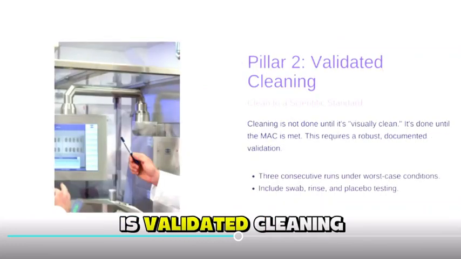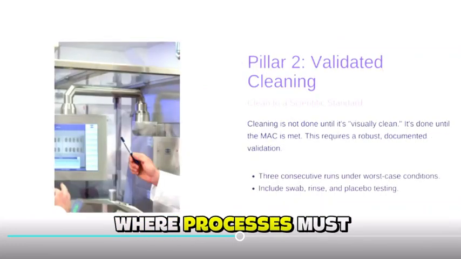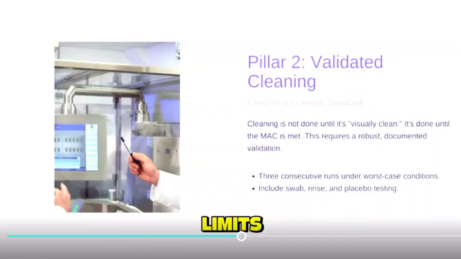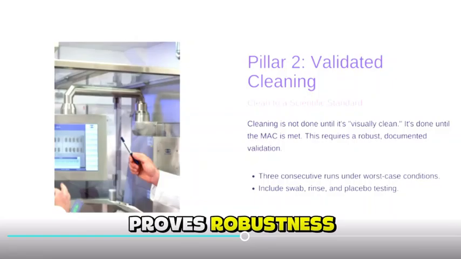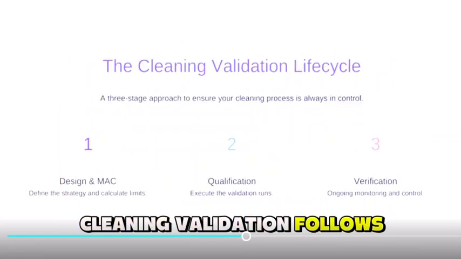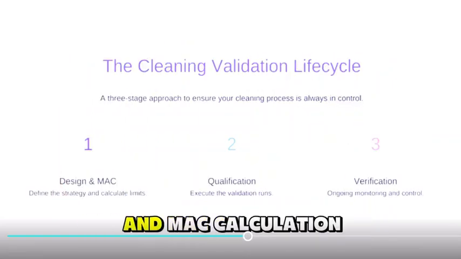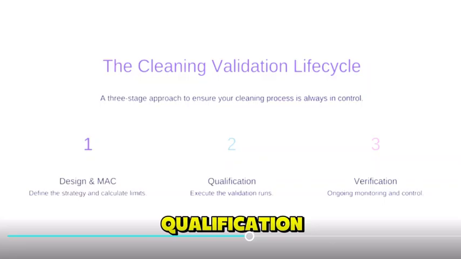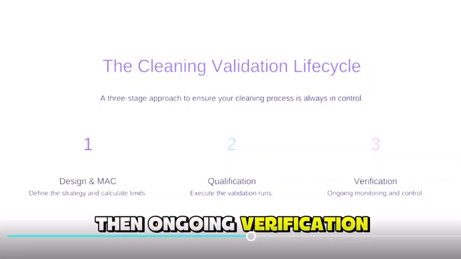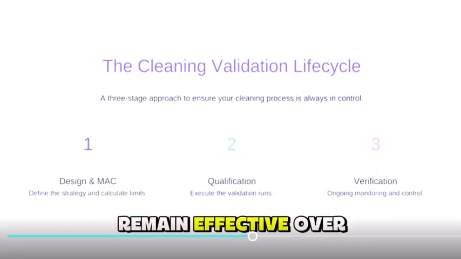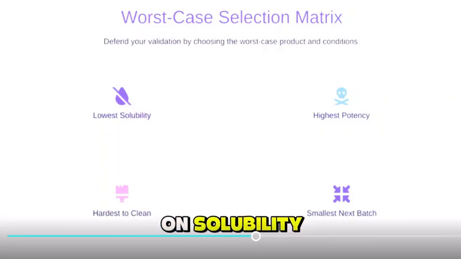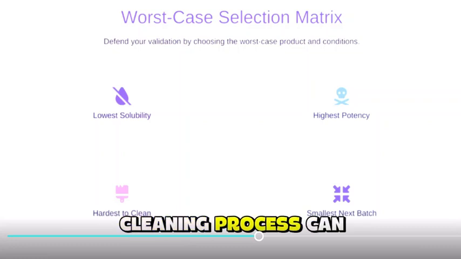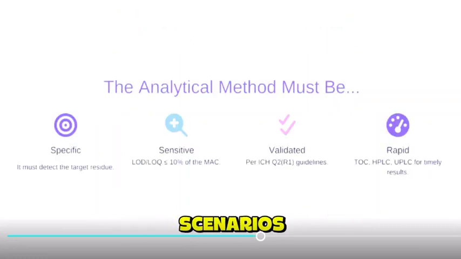The second pillar is validated cleaning, where processes must consistently achieve MAC limits. Worst-case testing across multiple runs proves robustness. Cleaning validation follows a life cycle: design and MAC calculation, qualification, then ongoing verification. This ensures controls remain effective over time. Worst-case products are chosen based on solubility, potency, and batch size. This proves the cleaning process can handle the toughest scenarios.